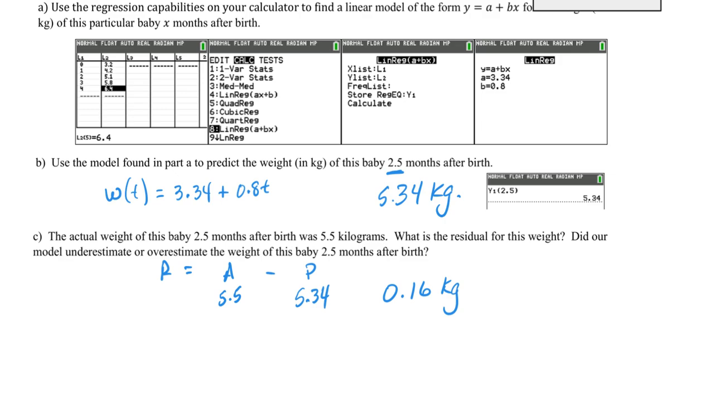So what does that mean? Our model predicted less than what we actually saw. So our model underestimated the true weight of a 2.5-month-old baby. Okay?